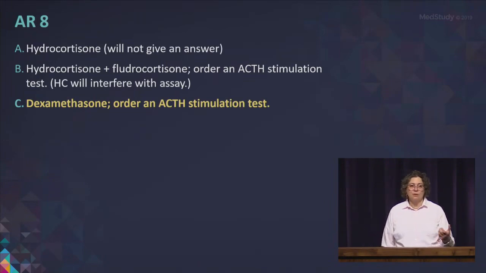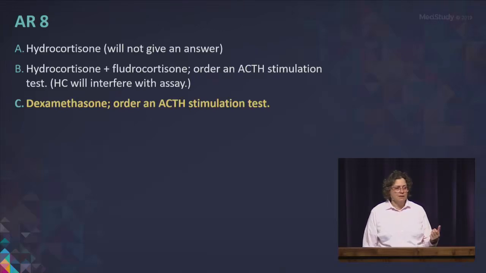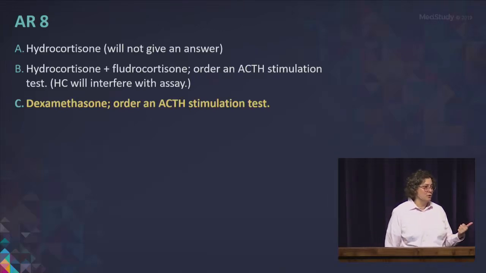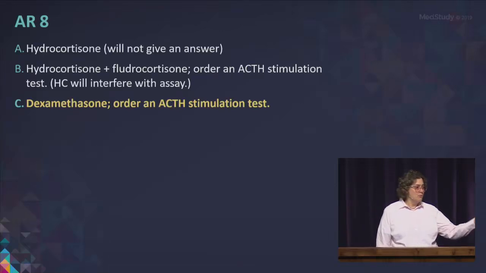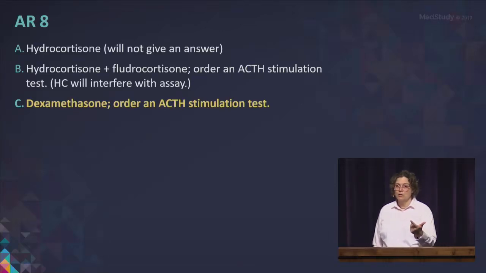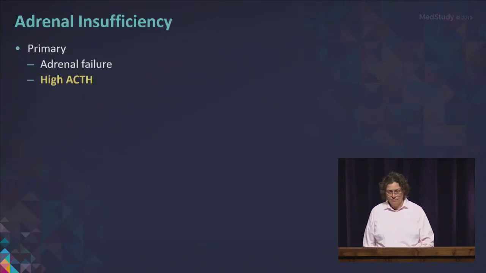So the right answer here, or the best answer here, would be to give Dex, because Dex does not interfere with your cortisol assay. It's not measured in your assay. You order your ACTH stimulation test, so that way she's empirically treated, and you're going to get your answer as to the etiology of the adrenal insufficiency.